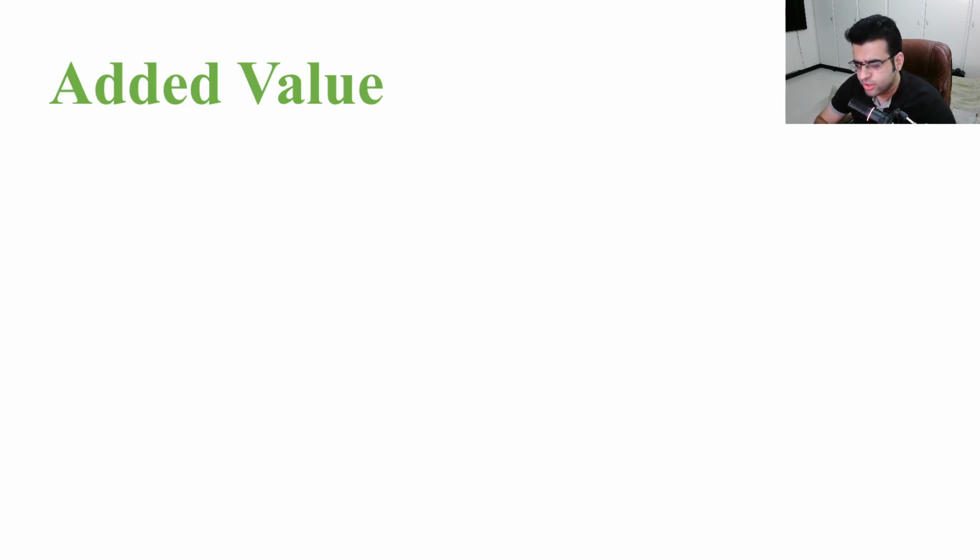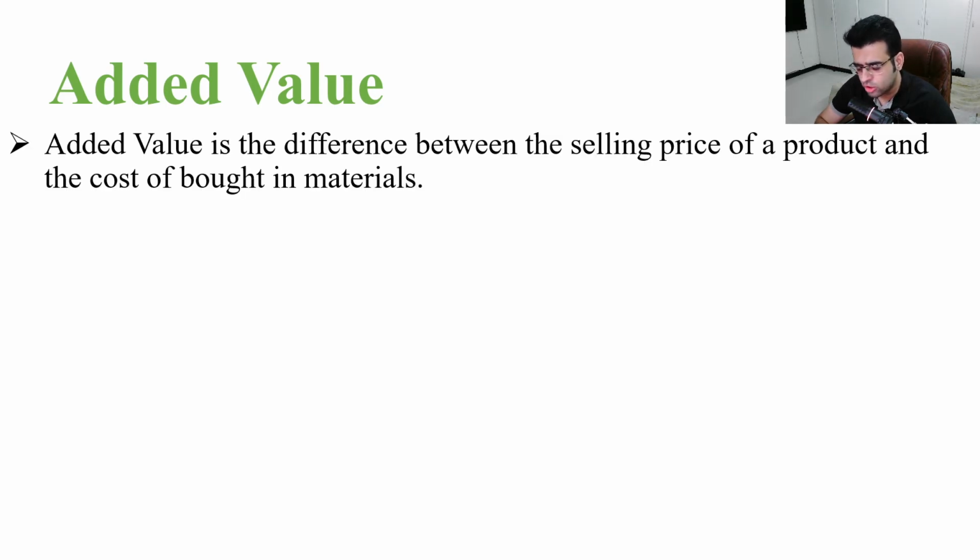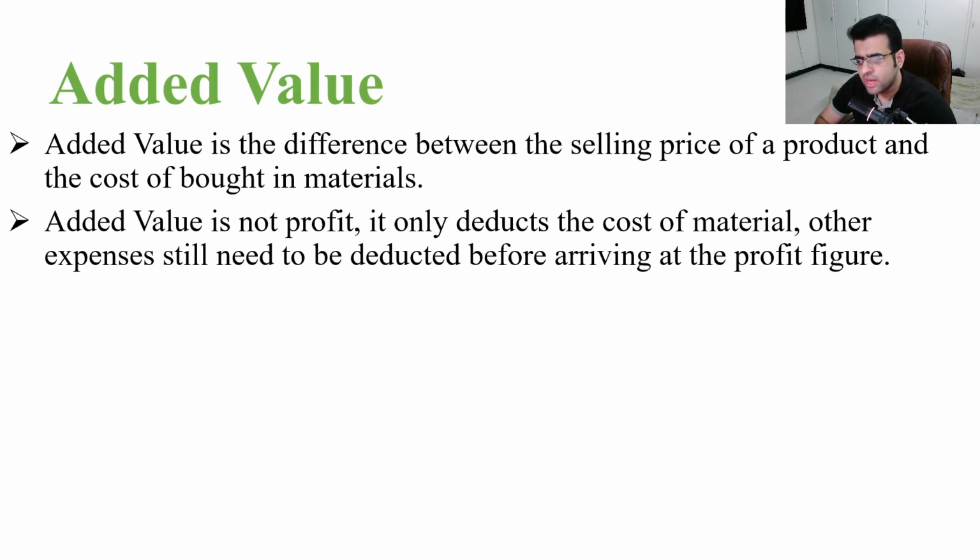So now let's discuss the concept of added value. Businesses add value to the goods and services that they produce. Added value is the difference between the selling price of a product and the cost of bought-in materials. Added value is not profit because added value only deducts the cost of material from the selling price and it does not deduct other expenses. Other expenses could include electricity, wages, or similar expenses.